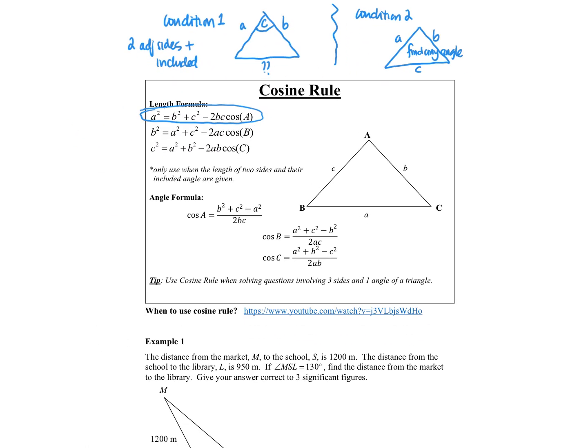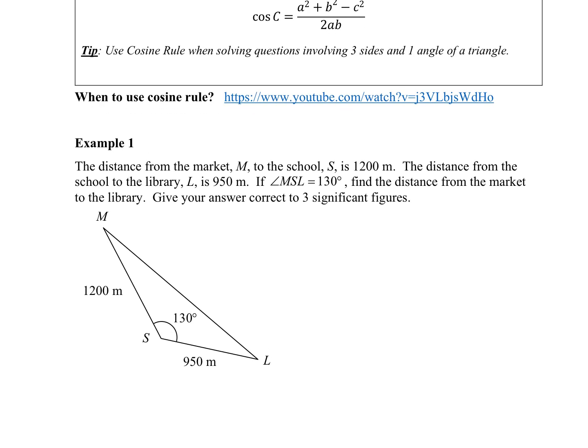Okay, so here, this is the triangle I'm given. And the question says, can you find the distance between the market and the library? So they want you to find this length. What did they give you? Two adjacent sides and the angle in between. So I fulfilled condition 1. So I must use cosine rule.